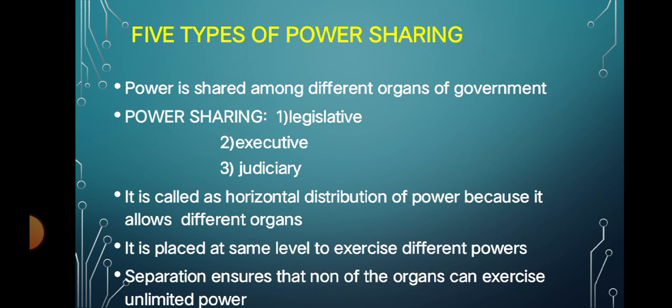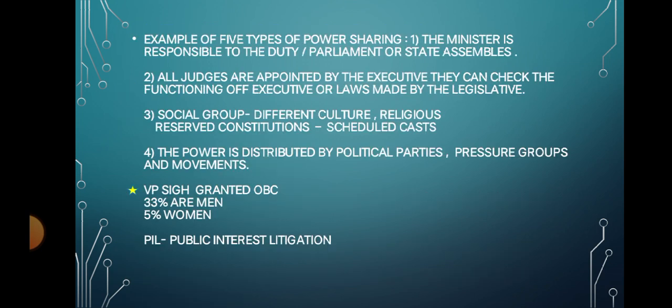The five types of power sharing are: horizontal power sharing, that is between the legislative, executive, and judiciary. Legislative, the law making body; executive, the law implementing body; judiciary, the law safeguarding body. All are at the same level, horizontally on the same line. Each one is separately entrusted with their duty, but it is ensured that no organ has unlimited power. They check one another, and this constant check makes a system of checks and balances.